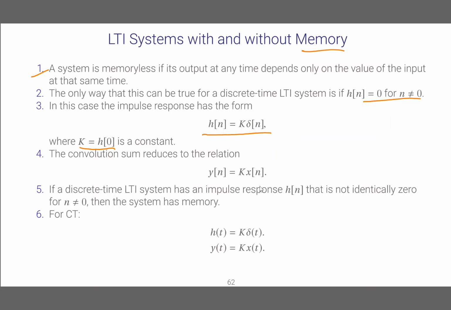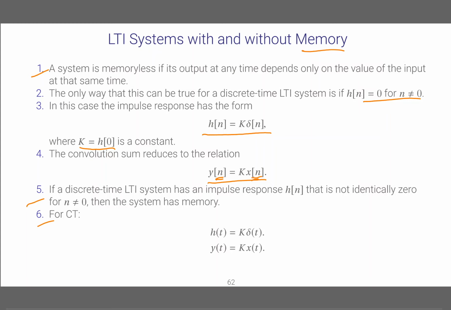So the convolution sum reduces to the relation y[n] = k x[n]. When you see this, you know that the system is memoryless. Why? The output at n only depends on the input at n. If the discrete-time LTI system has an impulse response h[n] that is not identically 0 for n not equal to 0, then the system has memory.